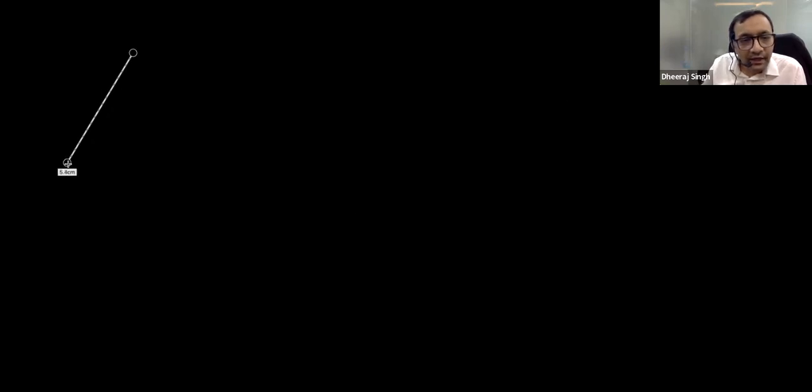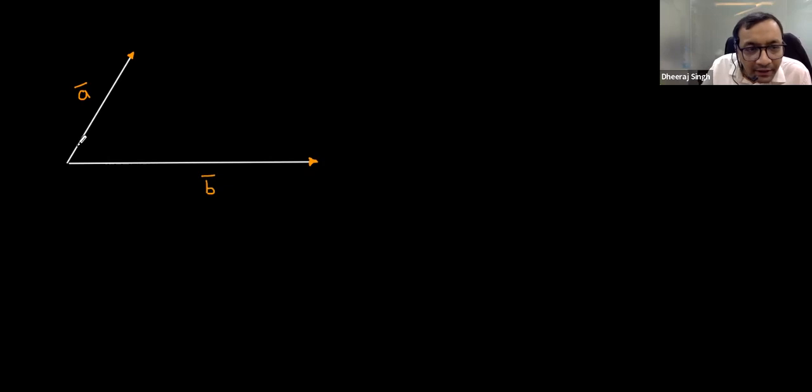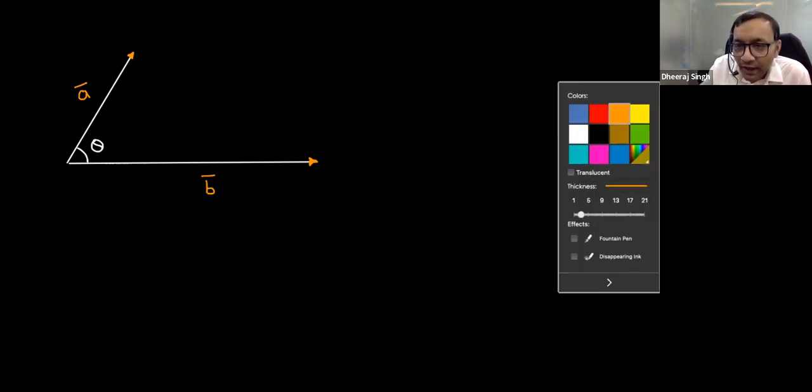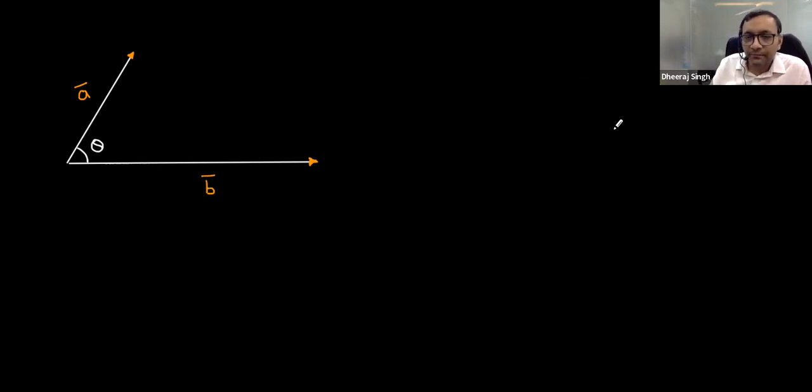So let's say this is a derivation of the cosine law by using components. This is A, this is B. All of you just keep noting it down. I'm not asking you to do anything, just note down. All right. This is angle theta. Now I have to add these two vectors. I don't know anything about the cosine law, let us say.